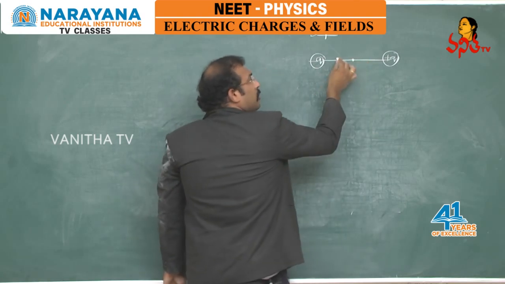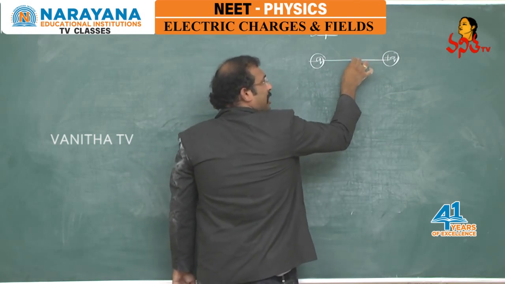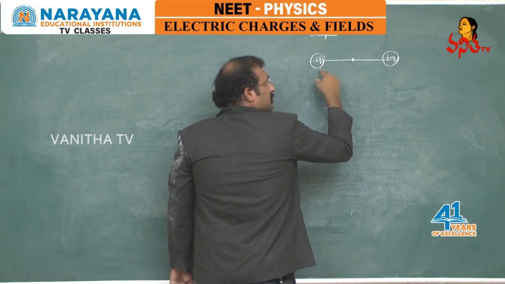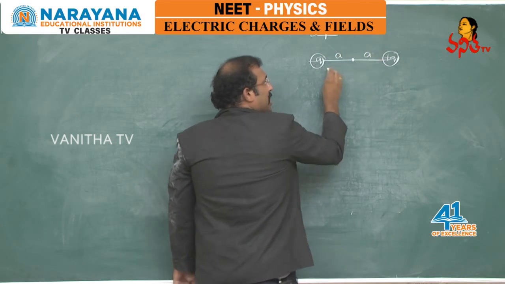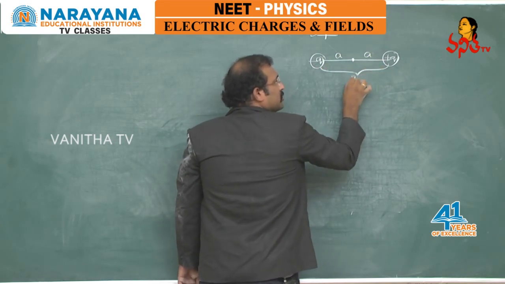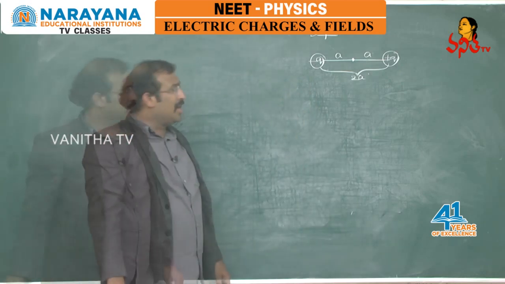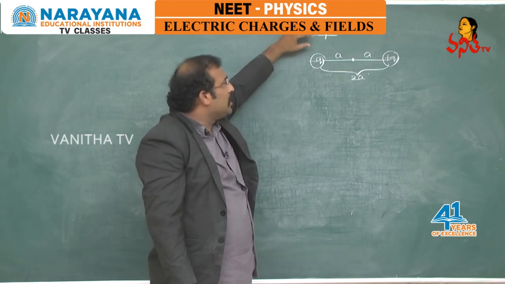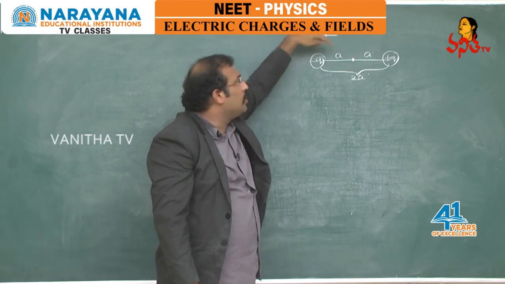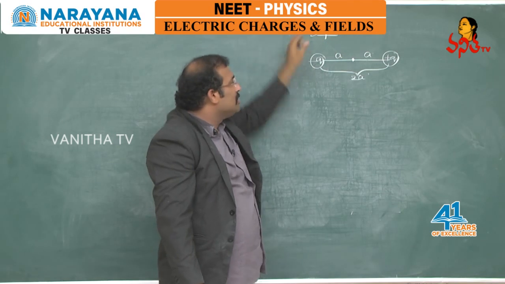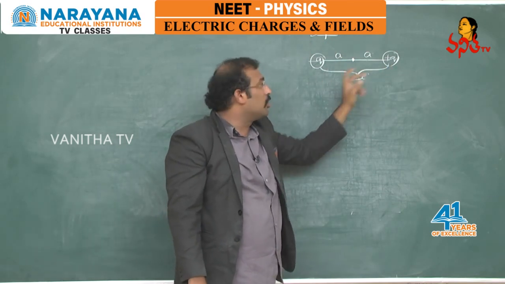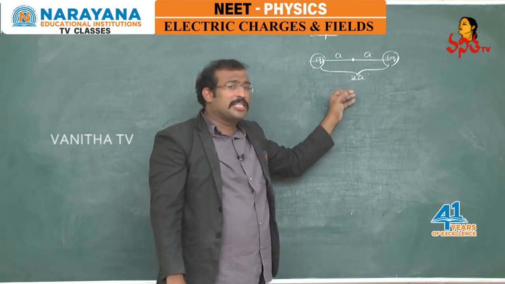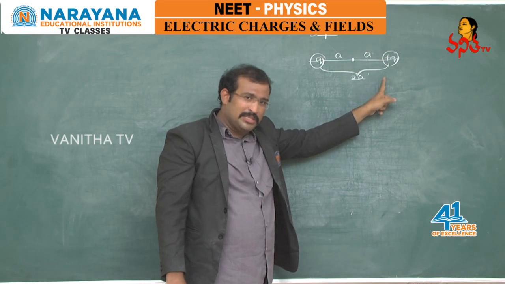Let the center of the dipole be marked like this. The distance of these charges from the center is A and A. The length of the dipole is 2A. Now the dipole is defined as two charges of equal magnitude and opposite polarity separated by a certain distance. Every dipole is characterized by a property called dipole moment.